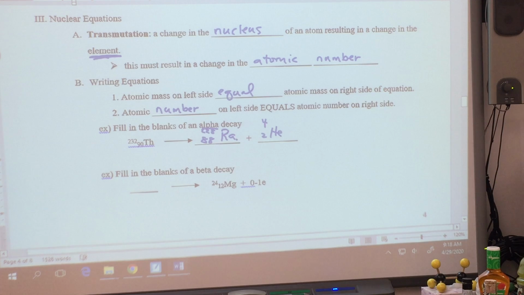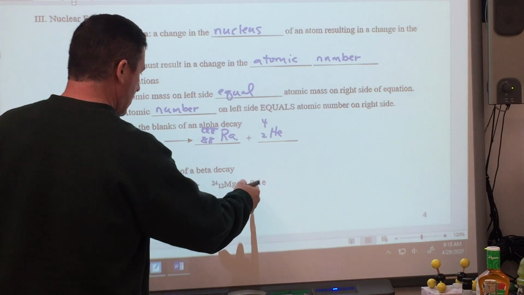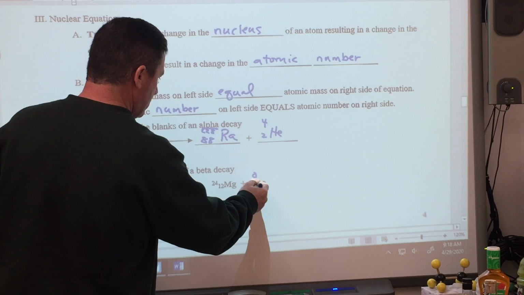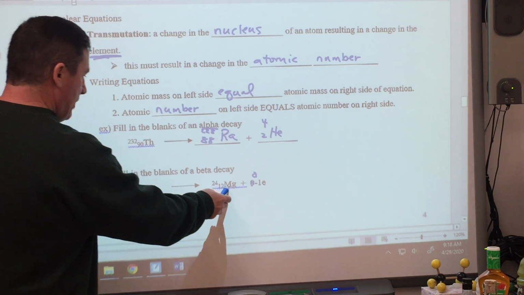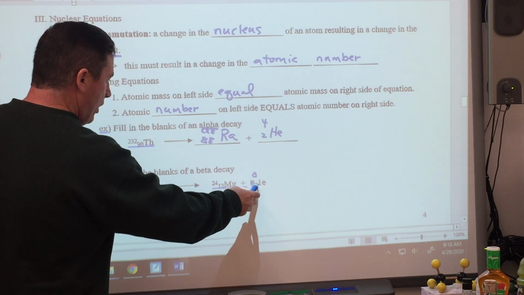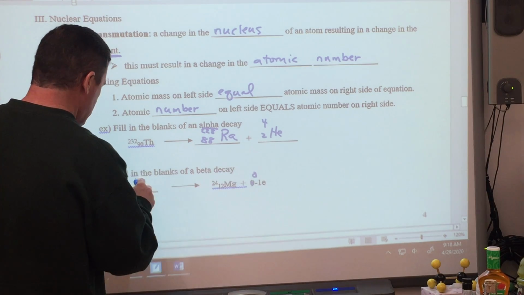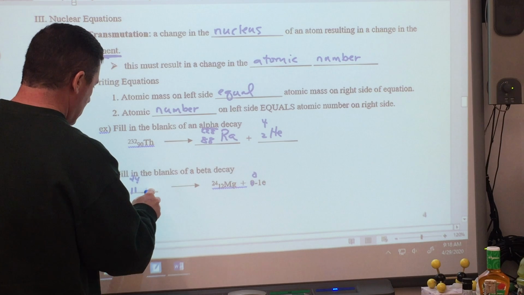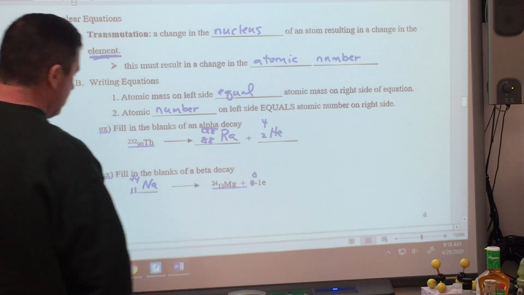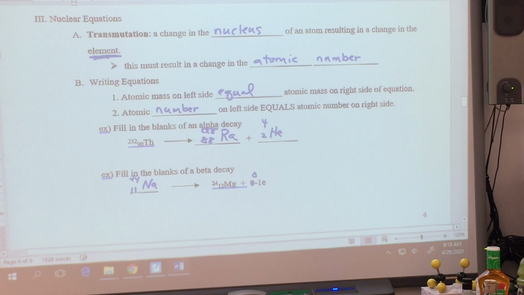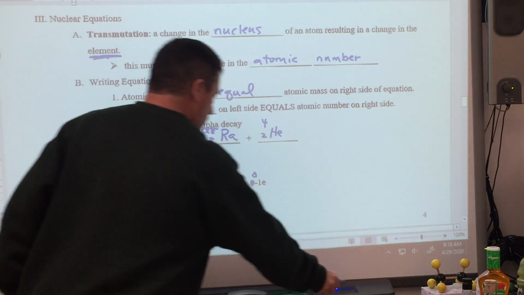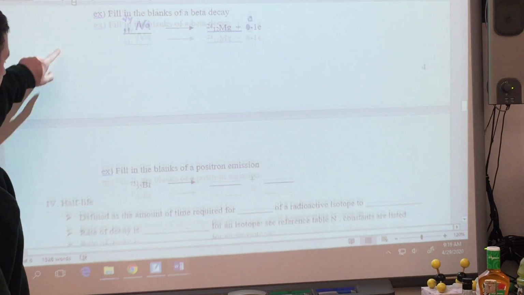Fill in the blanks of beta decay. How about a beta decay now? Now that 0 should be up there, but that's okay. So I've got magnesium, and then 12, -1, that's 11, and 24 and 0, so that's 24. 11, I do believe, is sodium. Sodium is 11, okay? So those are the nuclear equations.